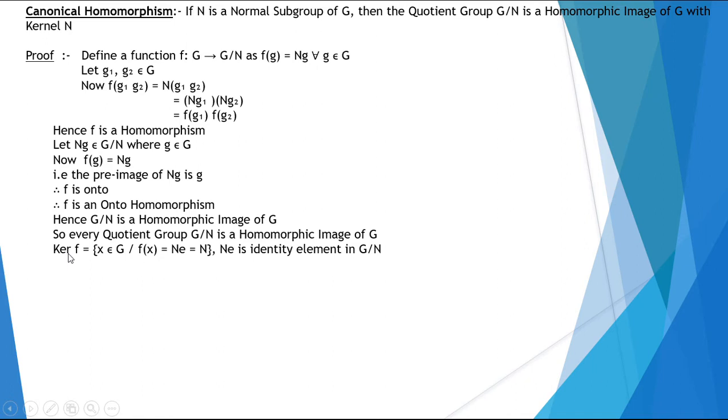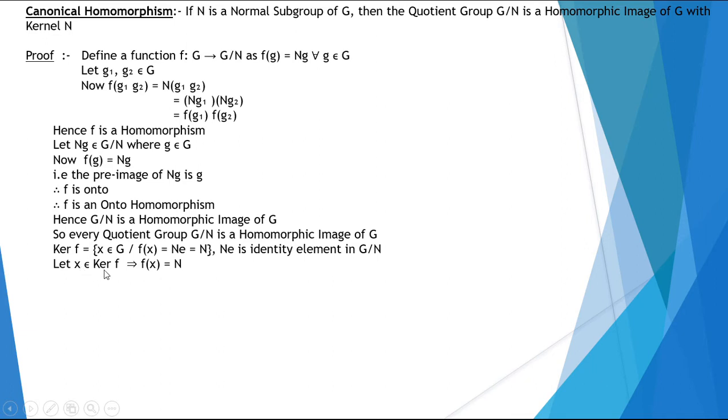We know that kernel f equal to x belongs to G such that the image of x is the identity element in G by N, that is Ne, that is equal to N. Now we show that kernel f equal to capital N. For that we prove kernel f is a subset of N and N is a subset of kernel f.